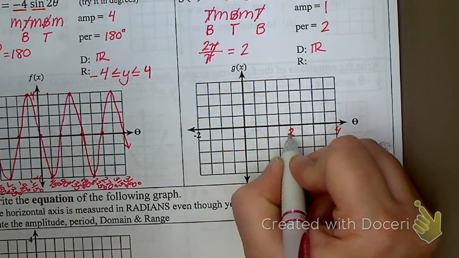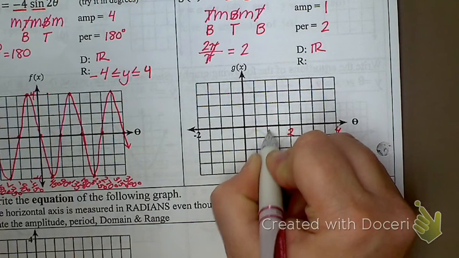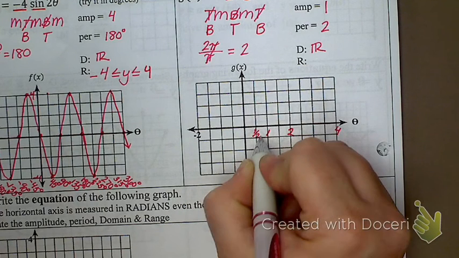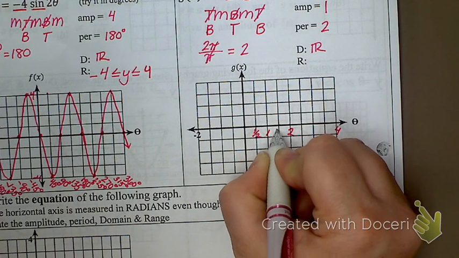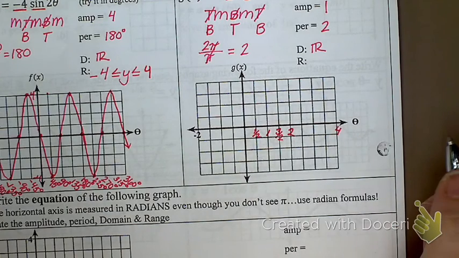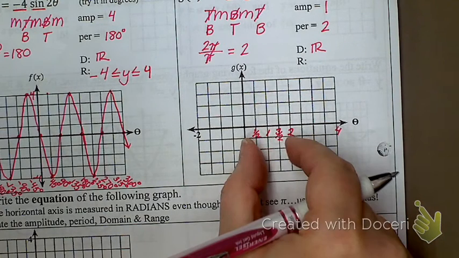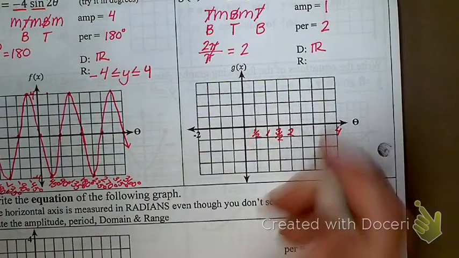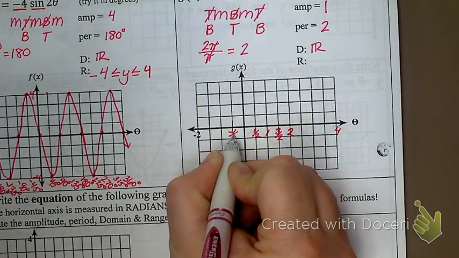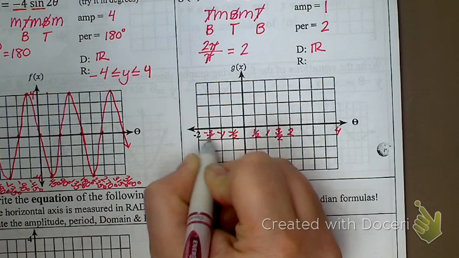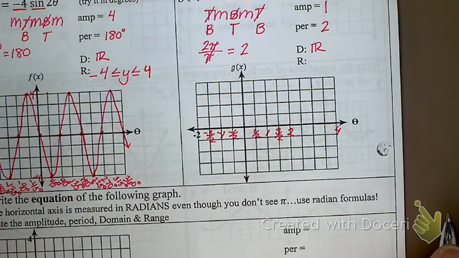So what's half of 2? 1. What's half of 1? 1/2, or 0.5. What's halfway between 1 and 2? 1.5, or 3/2. We like improper fractions. So there's my first period right there. I am going to reverse those for my negative quadrant. So that would be -1/2, -1, and -3/2 over there.